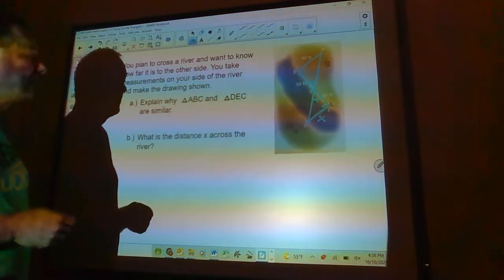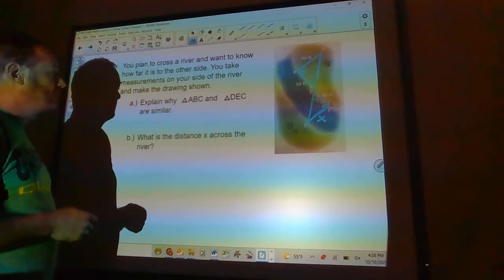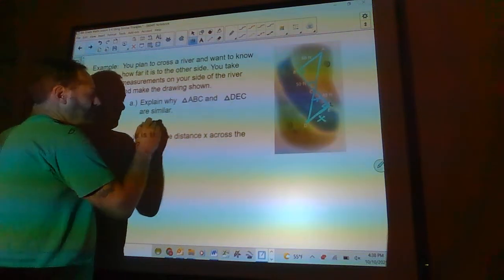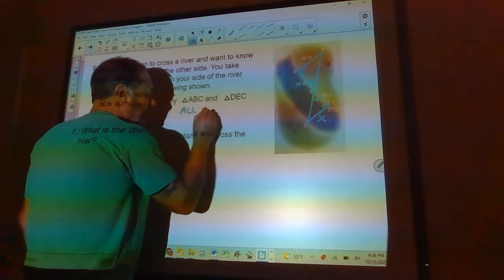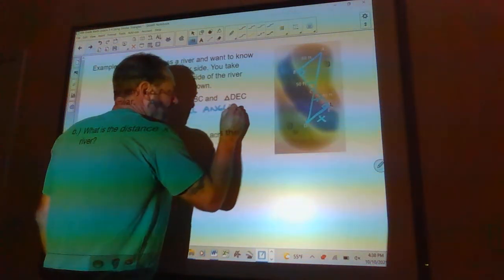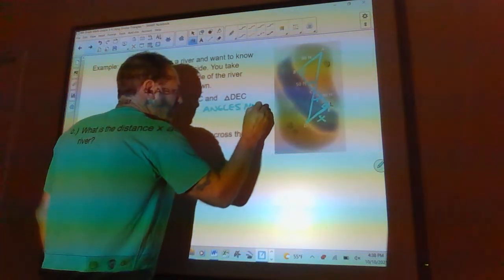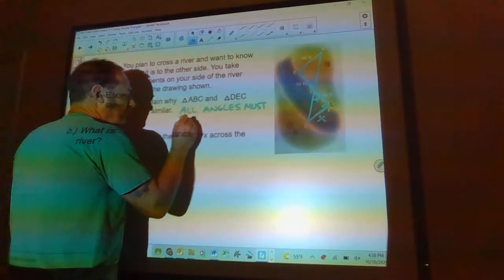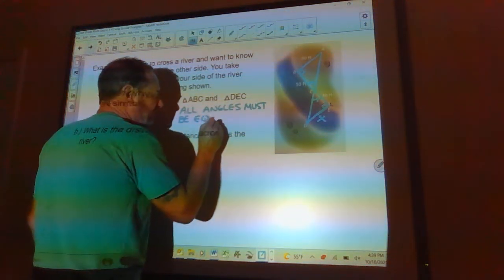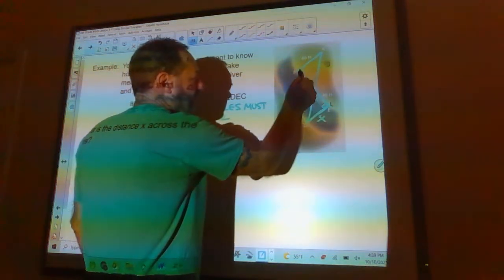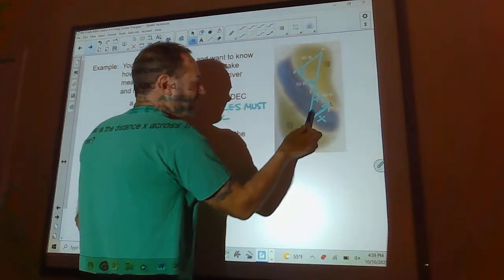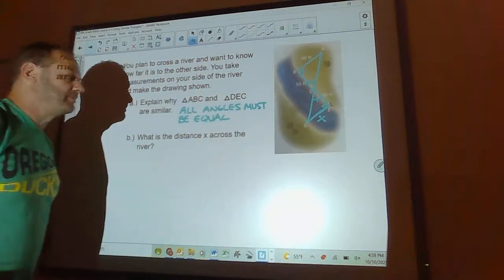Okay, so that's why they're similar. They're similar by all angles must be equal. So really I should probably detail that out. I explained it to you. Okay, these two angles are vertical angles. They're always equal. These two are 90-degree angles. That forces these other two angles, A and D, to be the same.